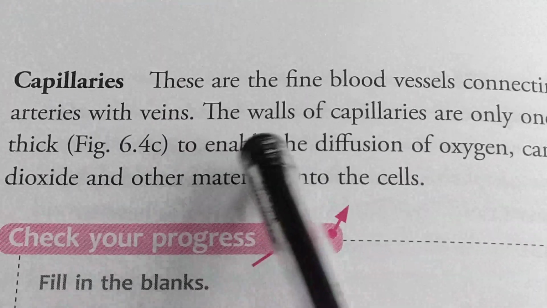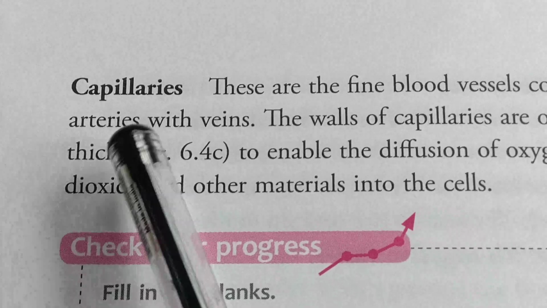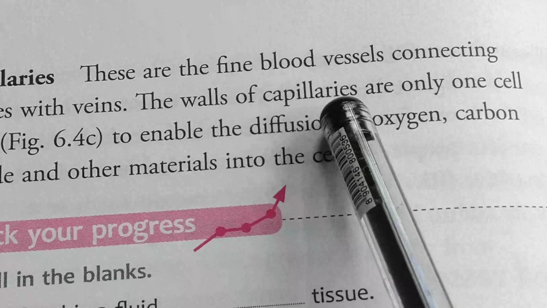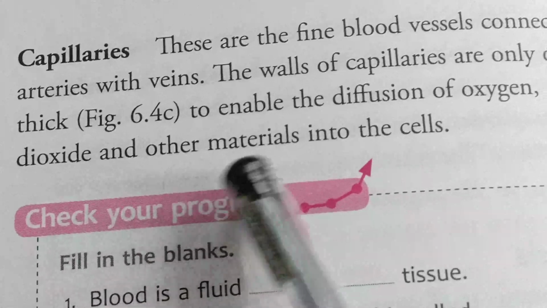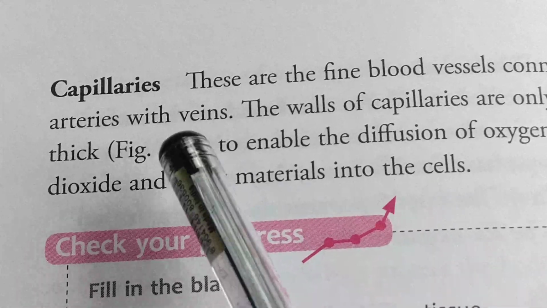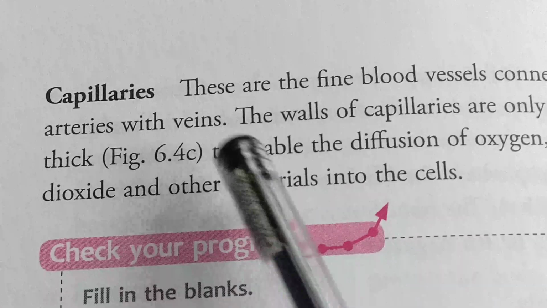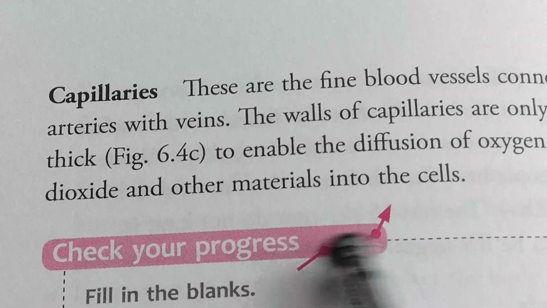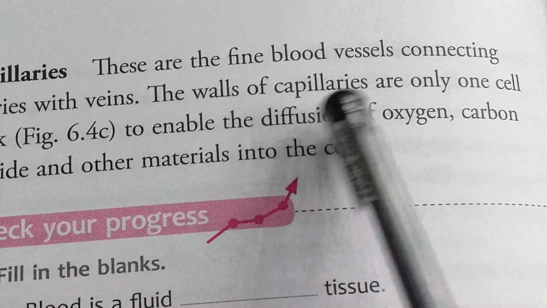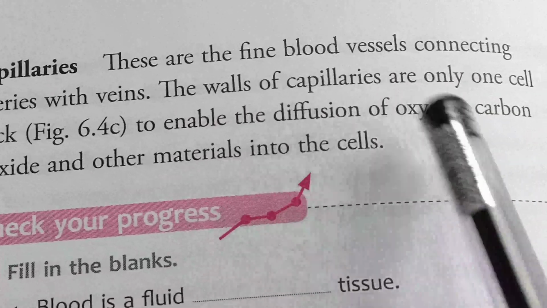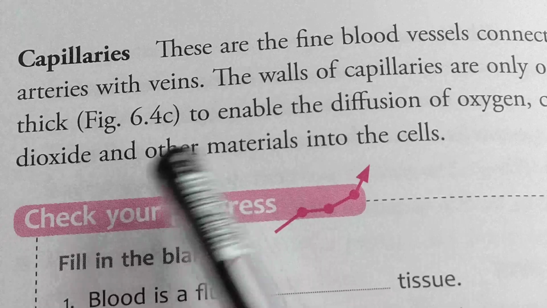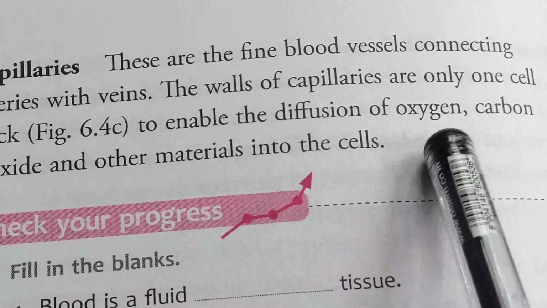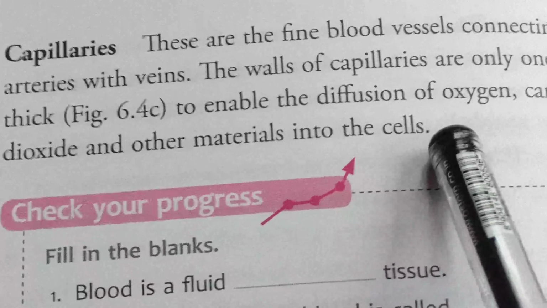Next, capillaries. These are the fine blood vessels connecting arteries with veins. The walls of capillaries are only one cell thick to enable diffusion of oxygen, carbon dioxide and other materials into the cell. So what is the function of capillaries? Basically, capillaries act as a junctional place where artery and vein join together. The walls of capillaries are only one cell thick to enable diffusion of oxygen. So capillaries का wall जो है ये बहुत ही thin होता है, to enable the diffusion of oxygen, carbon dioxide and other materials into the cell.